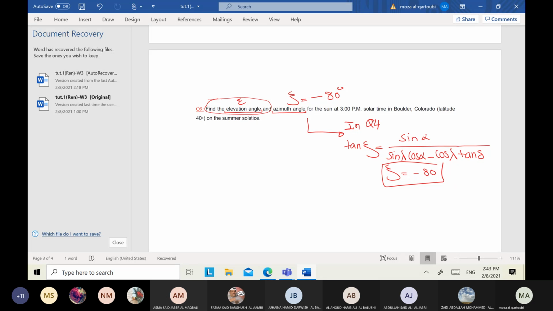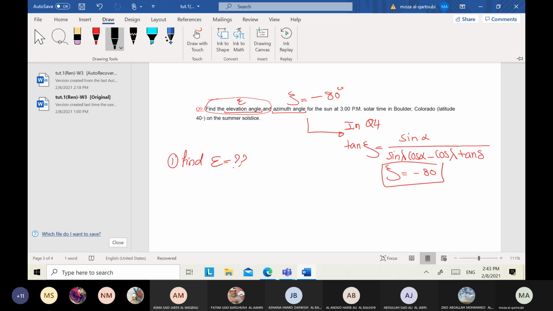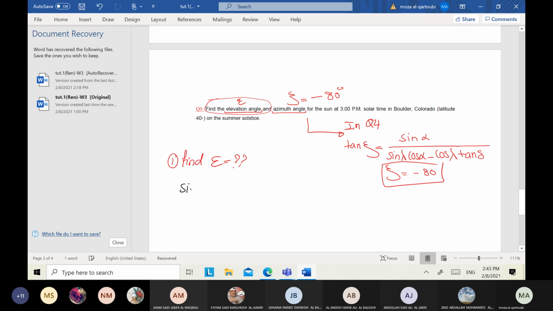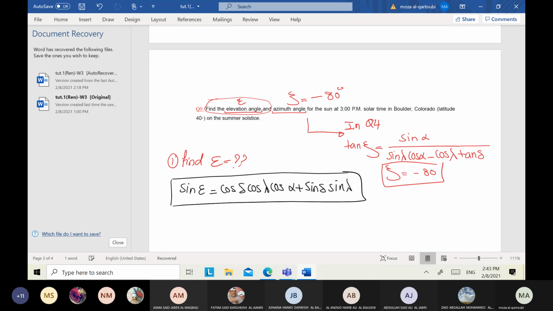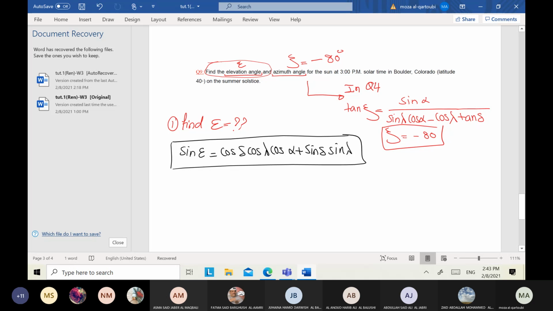So how do we find the elevation angle? Step number 1, find epsilon. This is the rule for epsilon: sine epsilon equals cosine delta cosine lambda cosine alpha plus sine delta sine lambda. This is the rule to find epsilon. So please substitute. We should know all of these angle values. We have delta, lambda, and alpha.